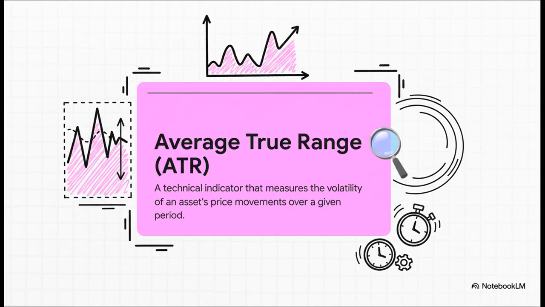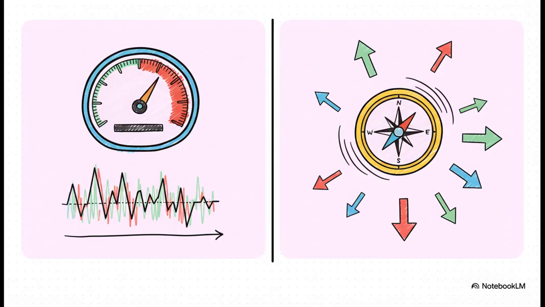Now, the key word here is true. And that's because it's way smarter than just looking at the simple high and low of the day, as you're about to see. And this right here is probably the single most important thing you need to burn into your brain about ATR. It's a speedometer, not a GPS. It tells you how fast and erratic the price is moving, but it gives you absolutely zero information about which way it's going. A high ATR could mean a massive spike up or a massive crash down. It just measures the chaos.